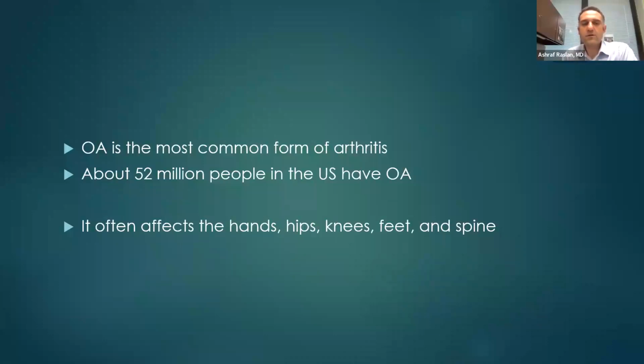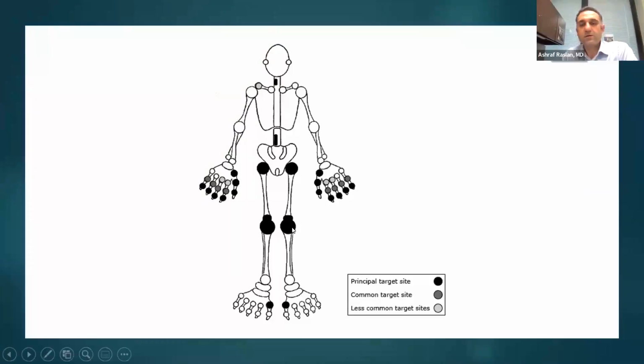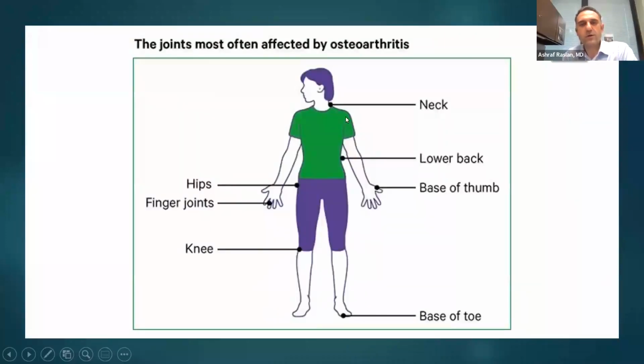It does affect many joints: hands, hips, knees, feet, and spine. You can see here the knees and hips and hands are maybe the most affected, the lumbar spine as well, and the neck joint. Same thing here. We see basically the most common joints. I would say that we see the most are the knees, the base of the thumb, the neck and the lumbar spine, and the big toe. Other joints could be affected. It is less likely to affect the shoulder, but it could, and uncommonly the ankle and wrist.